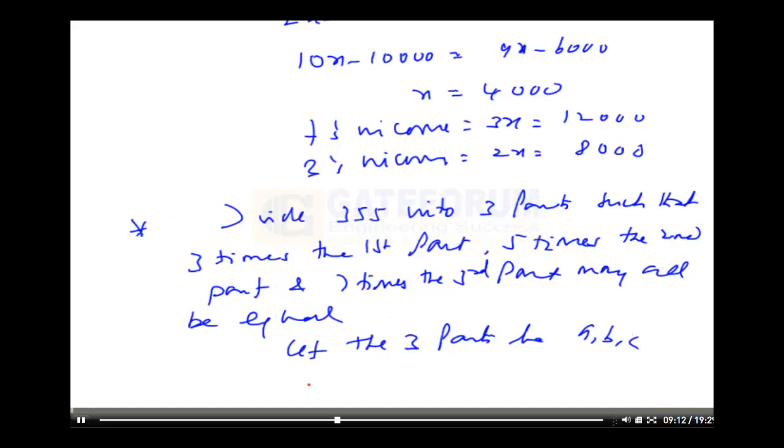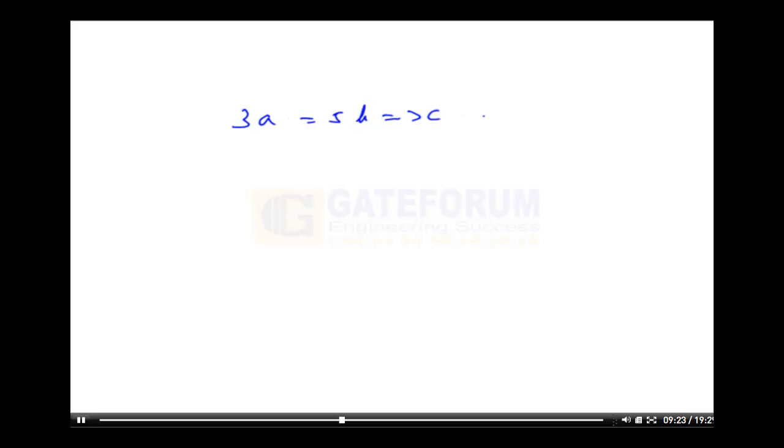So what are the equations? When I add the parts, I must get the number. Equation 1. The second equation is 3 times first, 5 times second and 7 times C are all equal. Now we can write 3A is equal to 5B and 5B is equal to 7C.